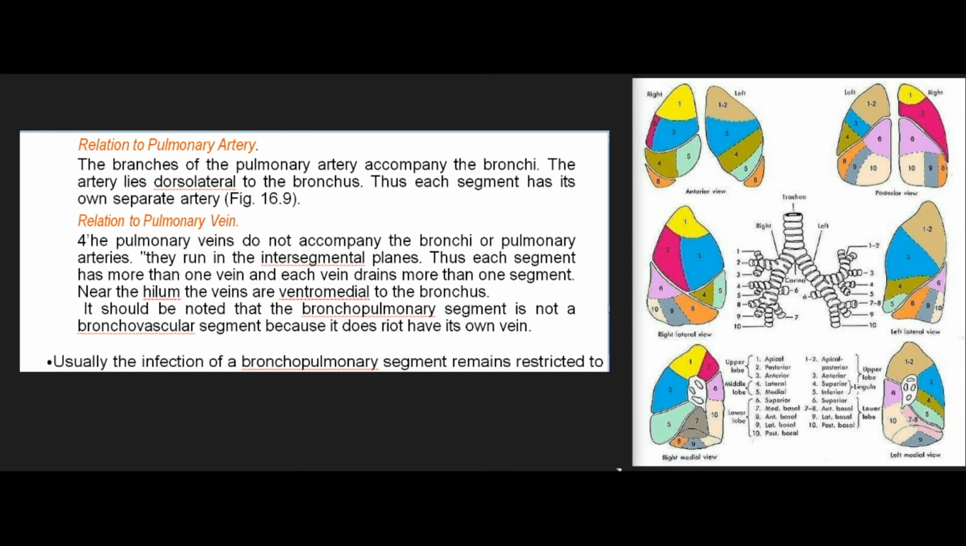Relation to pulmonary artery. The branches of the pulmonary artery accompany the bronchi. The artery lies dorsolateral to the bronchus. Thus each segment has its own separate artery, Fig 16.9.